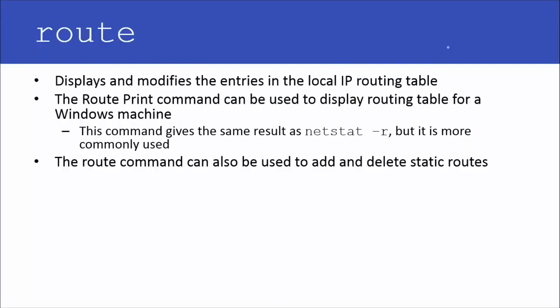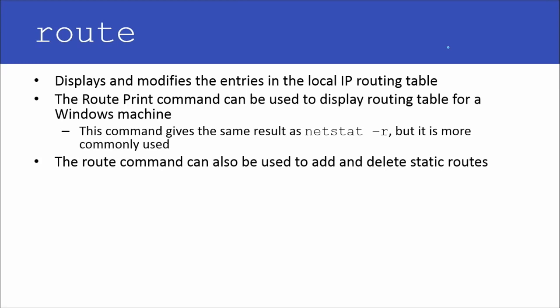All right, the route command. Let's take a look here at our presentation. You can use it to display and modify entries in the local IP routing table. So your computer has a routing table, your local host has a routing table, and you can combine it with the route print command to display the routing table for a Windows machine. This is going to give you the same results as the netstat -r command, but it's a little bit more commonly used. So you can also use it to add and delete static routes.